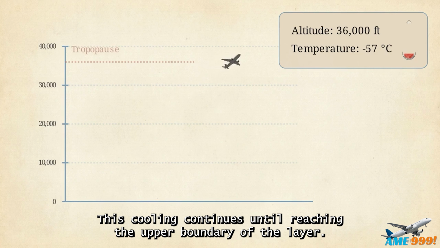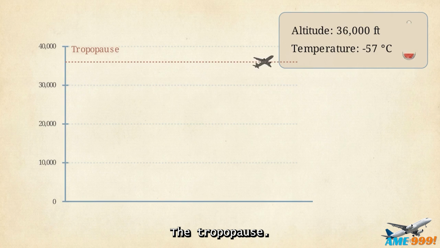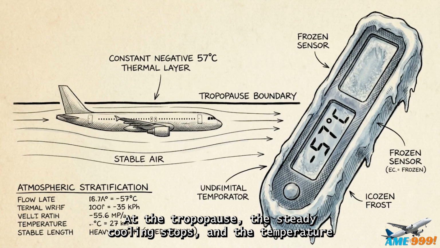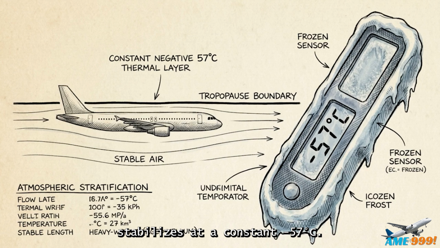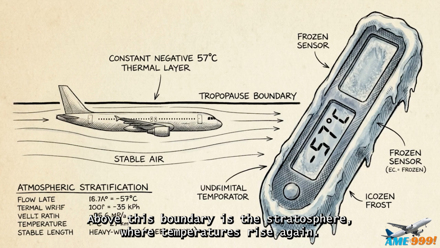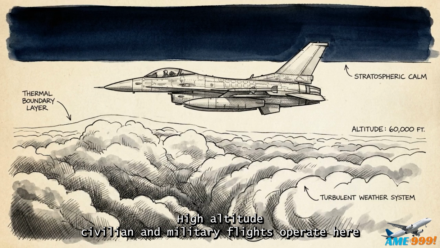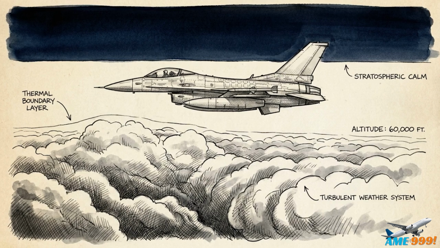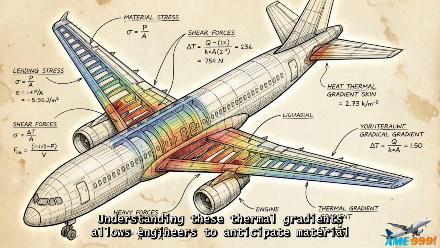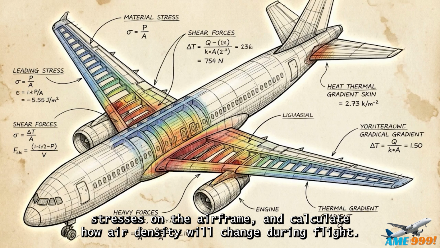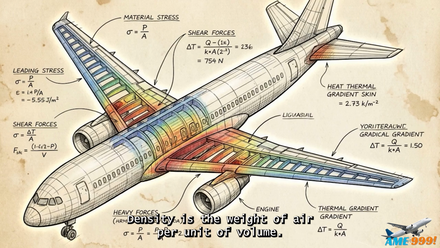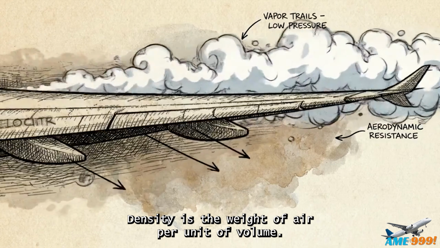This cooling continues until reaching the upper boundary of the layer, the tropopause. At the tropopause, the steady cooling stops and the temperature stabilizes at a constant -57 degrees Celsius. Above this boundary is the stratosphere, where temperatures rise again. High-altitude civilian and military flights operate here, above the weather systems of the troposphere. Understanding these thermal gradients allows engineers to anticipate material stresses on the airframe and calculate how air density will change during flight. Density is the weight of air per unit of volume.